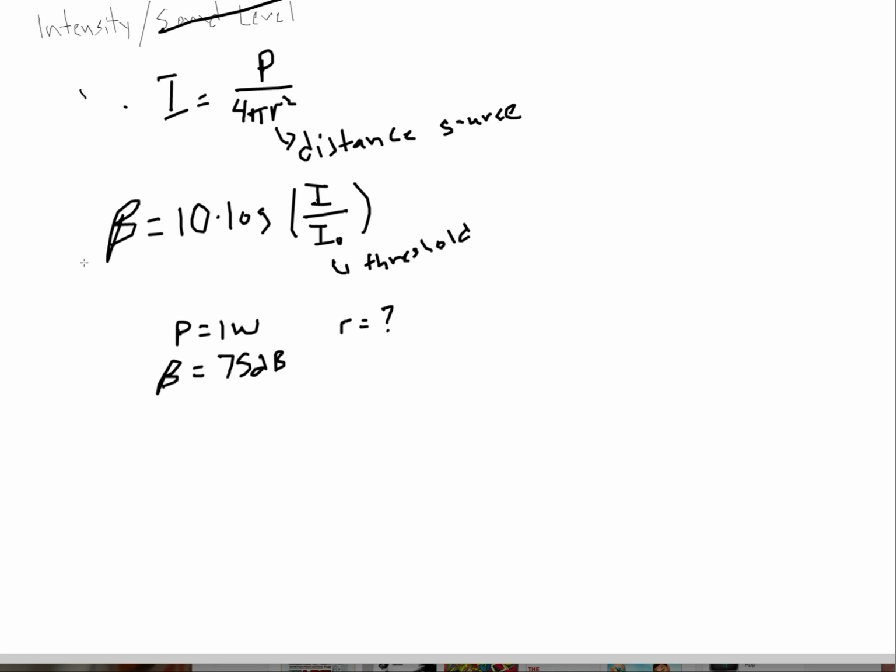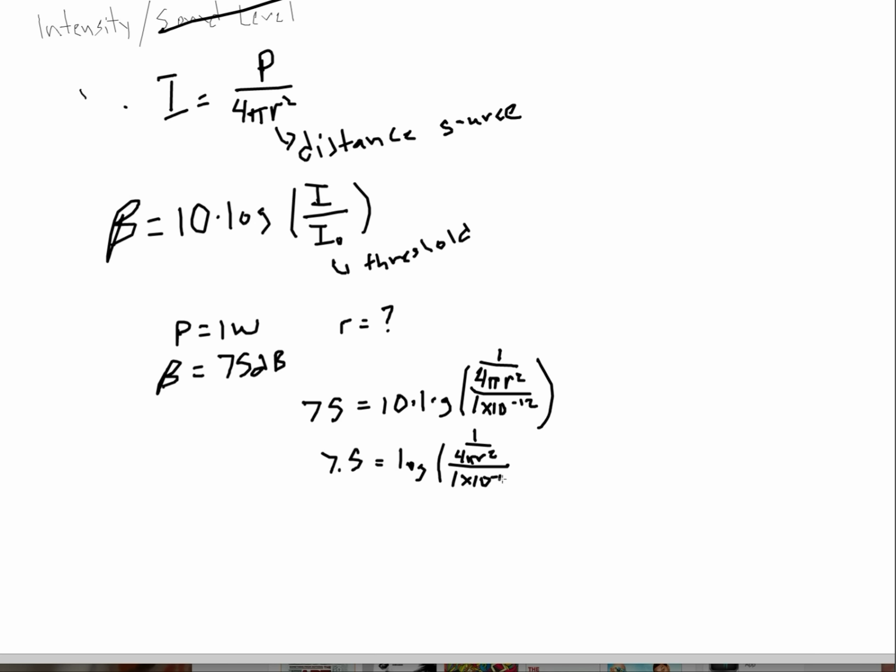We plug in our known values, so we've got 75 equals 10 times log of the intensity. We don't know what the intensity is, but we do know that the power is 1, and that's over 4 pi r squared, all of that over 1 times 10 to the negative 12th. First, just like before, I'm going to divide both sides by 10. So I've got 7.5 equals log of 1 over 4 pi r squared divided by 1 times 10 to the negative 12th.